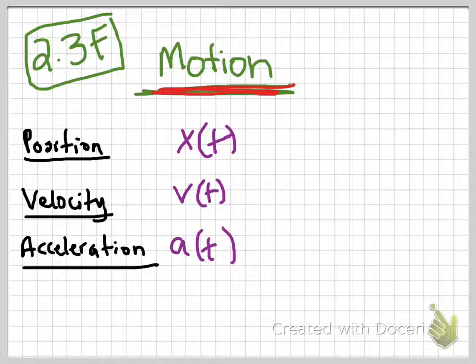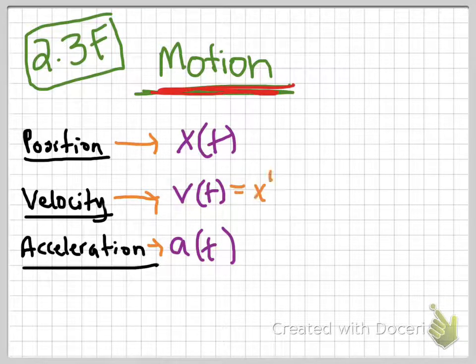So in this chapter, one of the things we're working on a lot is motion. And the three things that we're really focusing on are position, velocity, and acceleration. And so these three things are all interrelated to each other. It turns out that when you have a position function, if you derive it once, it's velocity.